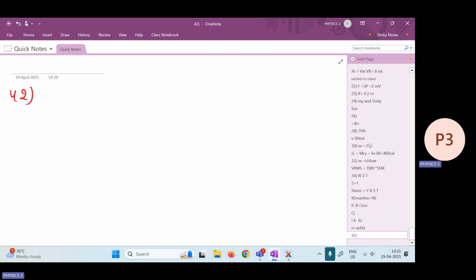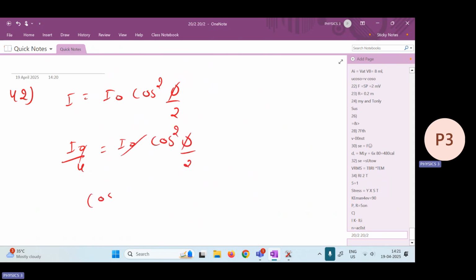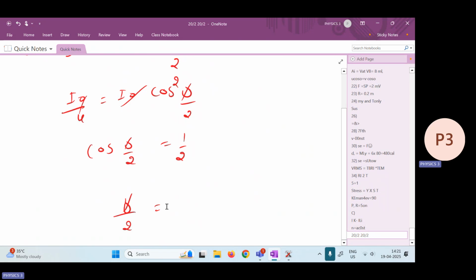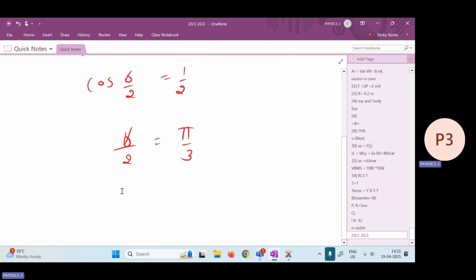The angular position of this point, we know, is I naught cos square phi by 2. Now we have been given 1 by 4 times I naught, so this will be I naught by 4 cos square phi by 2. So this got cancelled out. Cos phi by 2 we have got is 1 by 2, so phi by 2 is pi by 3, so phi will be 2 pi by 3.